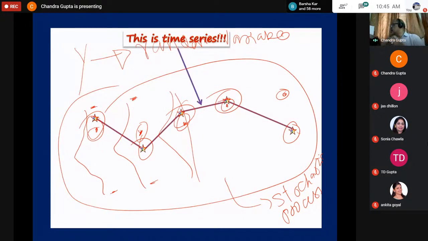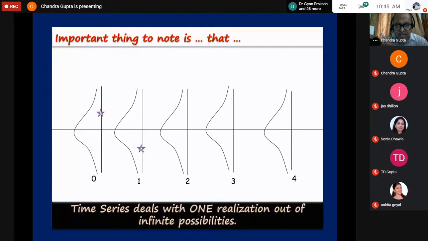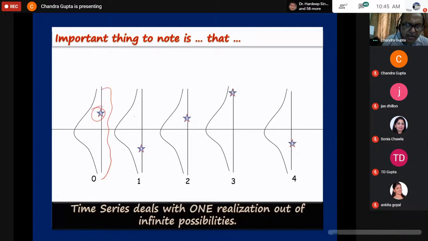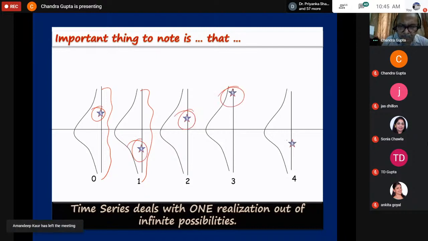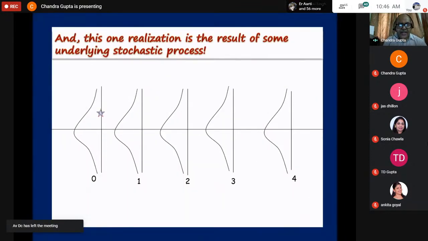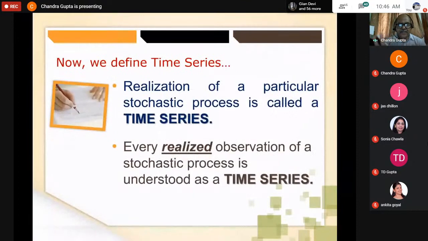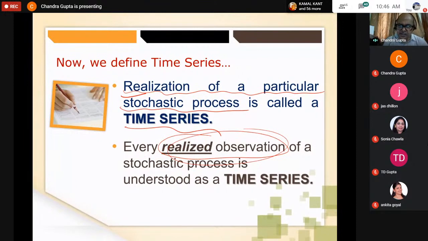So friends, I hope you understand what we mean by time series. Time series is defined as a realization of a stochastic process, and we have only one realization out of this large number of values. Please appreciate it. You get only one value of that stochastic process. And this one realization is the result of some underlying stochastic process. So formally, let's define time series. Realization of a particular stochastic process is a time series. Every realized observation of a stochastic process is understood as a time series.